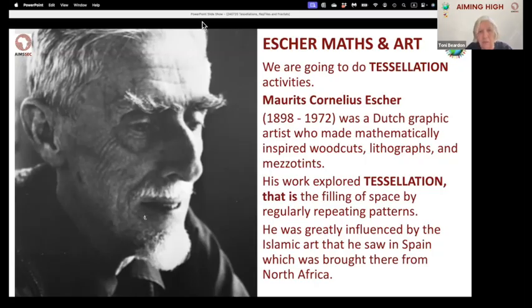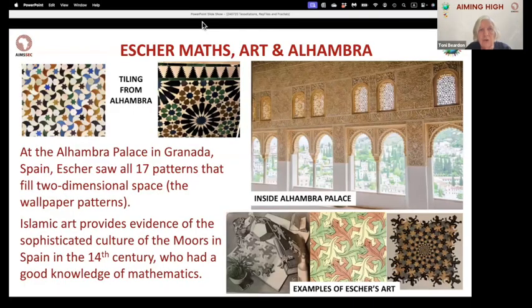And he devoted his life to his art, which was exploring mathematics and the patterns. If you were to go on to university to read mathematics, you'd learn about something called groups, which is what defines and explains these patterns. But your learners can see transformations in these patterns. So this is Islamic art from the 14th century.